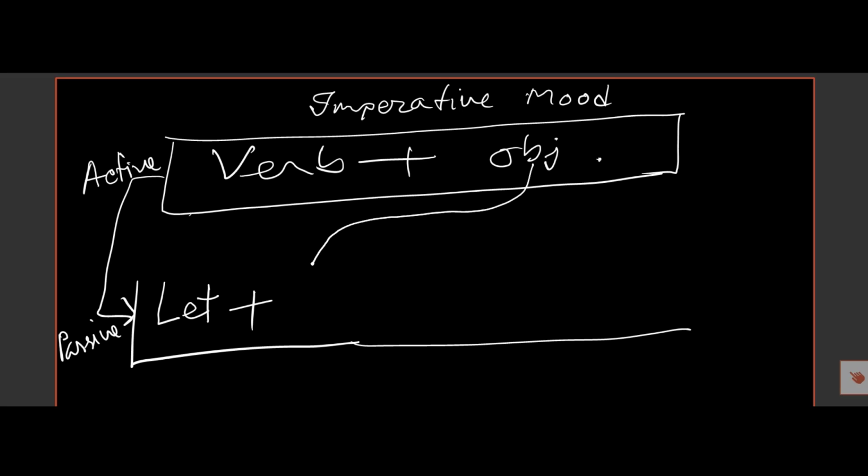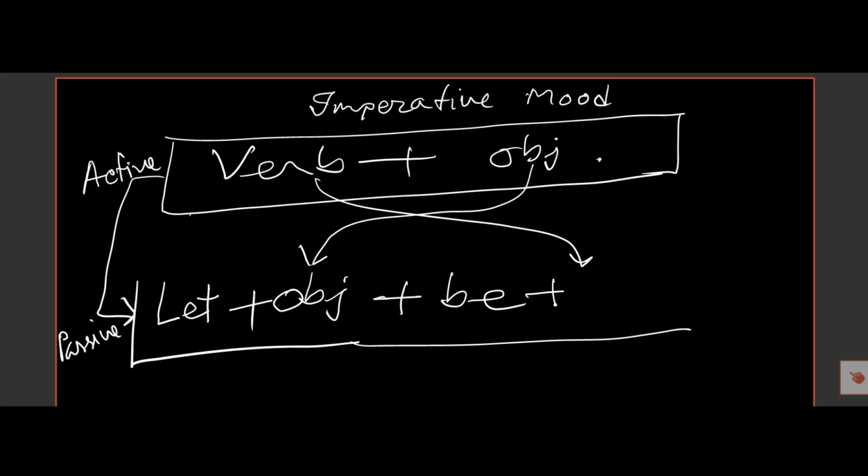Then object. Then object will be here, and this is now subject, but after let the subject will be objective form. So object will be here. We must begin the passive voice with let, then object will be after let, then we must put here be, and the verb will be in the past participle form.